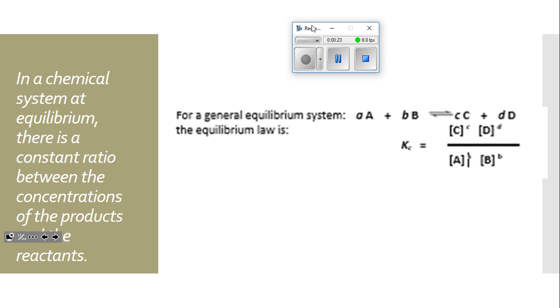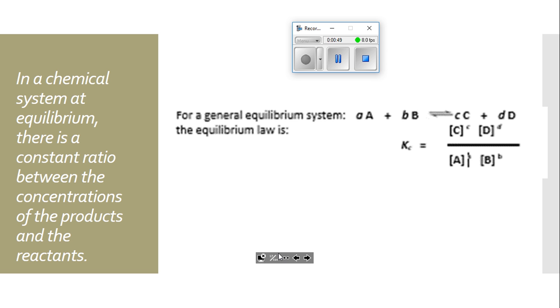Anytime we're looking at a chemical system that's at equilibrium, there's a constant ratio between the concentration of the products and the concentration of the reactants. It doesn't mean that nothing is changing. Remember, just because we're at equilibrium doesn't mean things have stopped, just that products are turning into reactants and reactants are turning into products at the same rate at the same time.